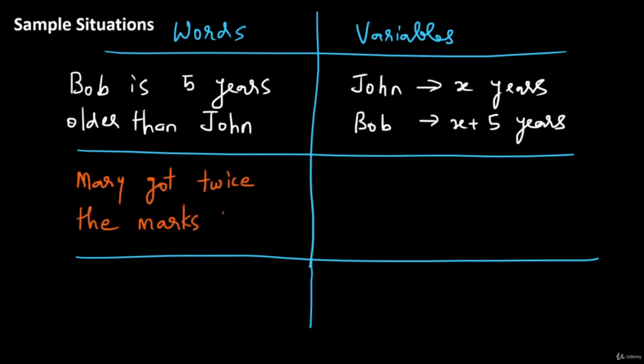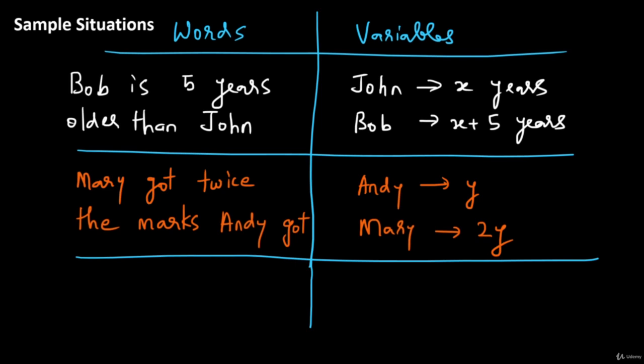Now let's take another situation. Mary got twice the marks Andy got. So how do we convert that to variables? Let's take Andy's mark as y. Now it's given that Mary got twice the marks of Andy. So Mary would have got 2y marks, right? Now you could do it the reverse way also. If you take Mary's marks as x, then Andy's marks would be x by 2, right? So both are right.